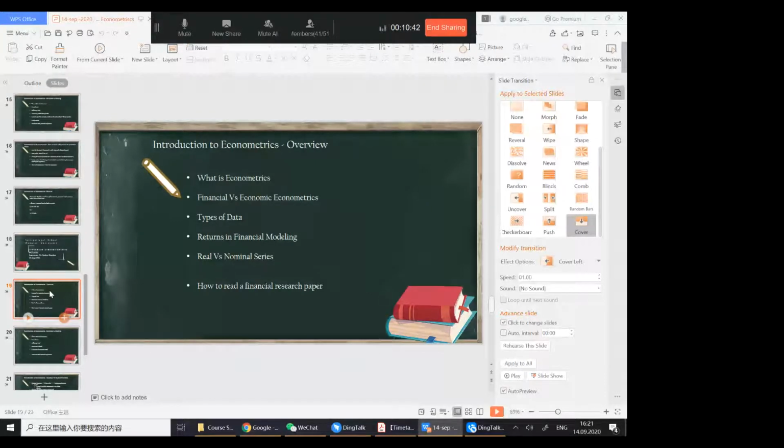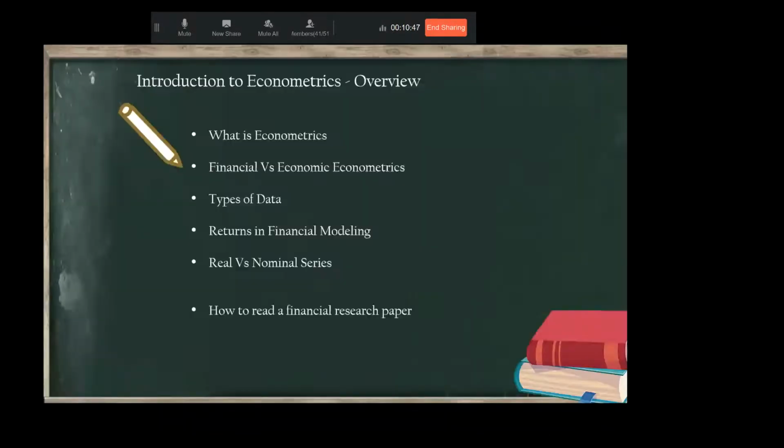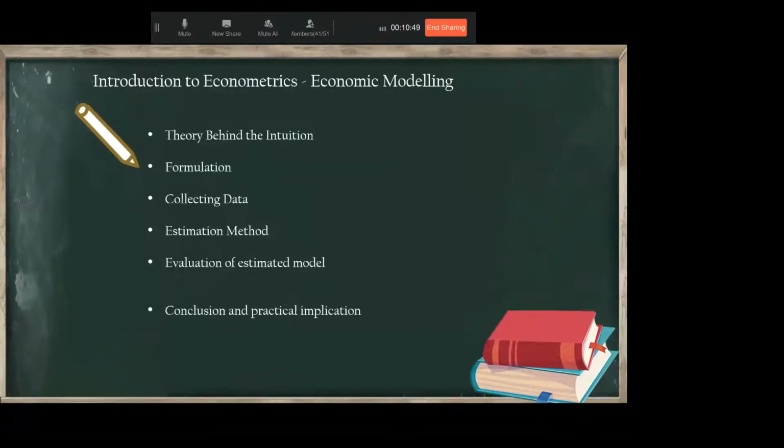So let's start with the how. First we have to talk about the economic modeling. Now, whenever we have to deal with any economic or financial problem, we need to model that, because if we don't model that, then we couldn't conclude the solutions, right?